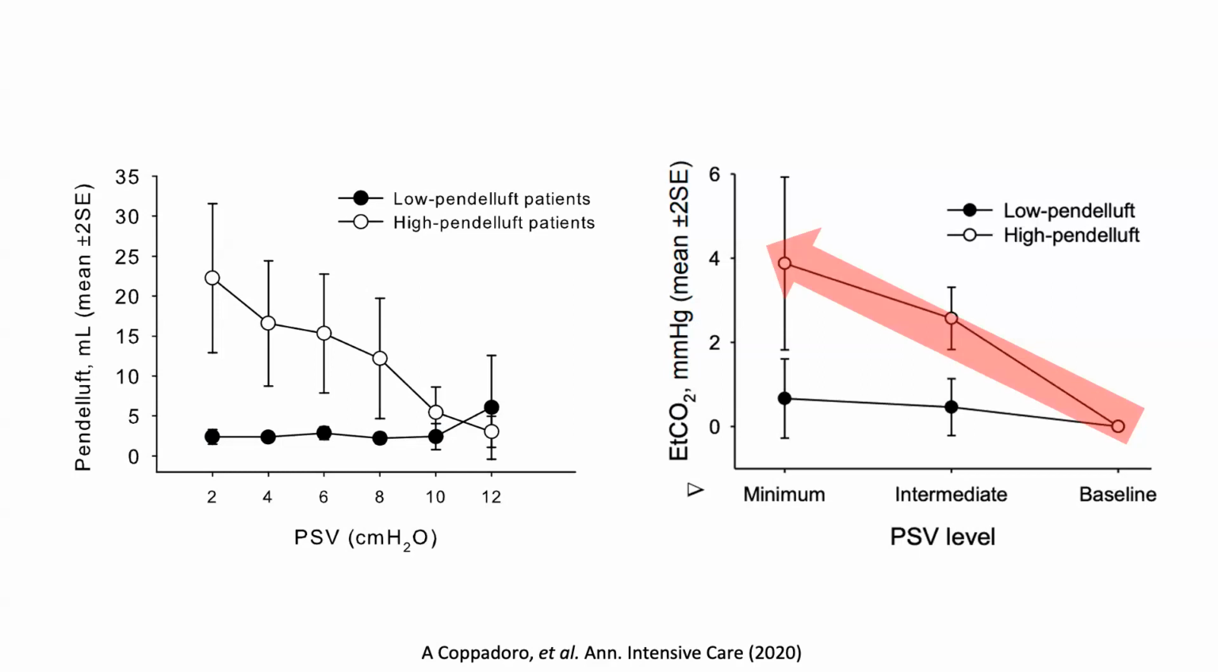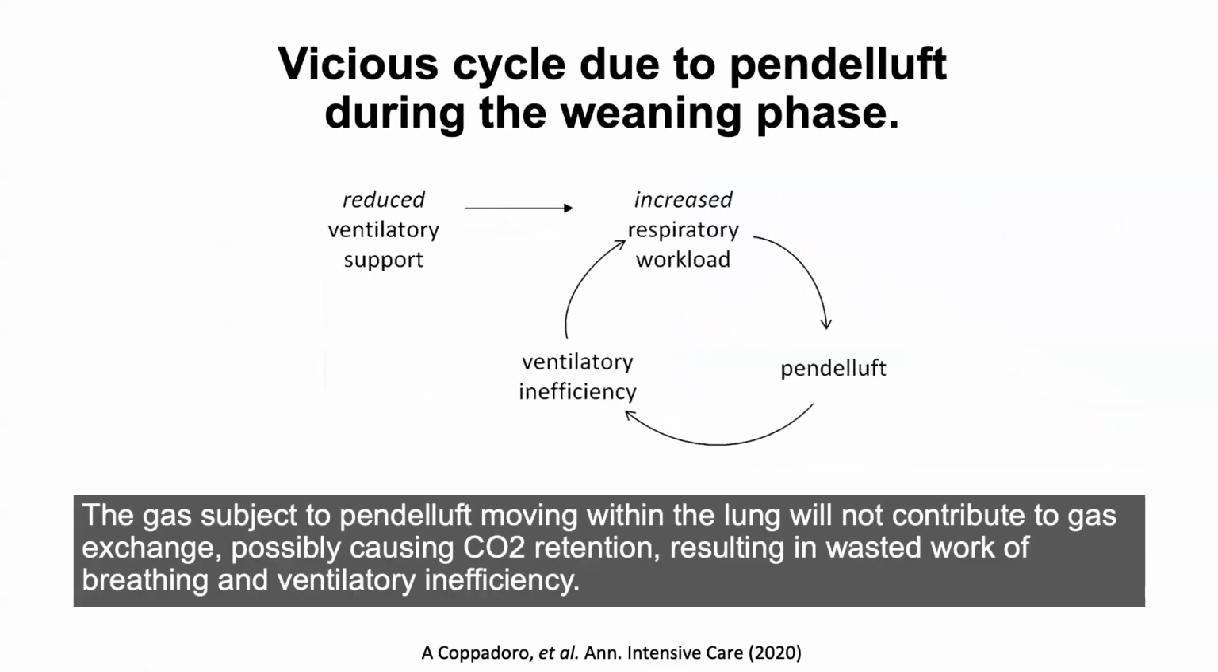This is an interesting paper by Andrea Cappoduro from Italy, from the group of Giacomo Bellani. In this paper, the authors were able to see that some patients after failure in the SBT trial present more pendeluft when pressure support was decreased, compared to another group of patients. And interestingly, patients with high pendeluft during the weaning process showed more CO2. This is suggested by the authors as a mechanism that may deteriorate the respiratory function and may increase the work of breathing.